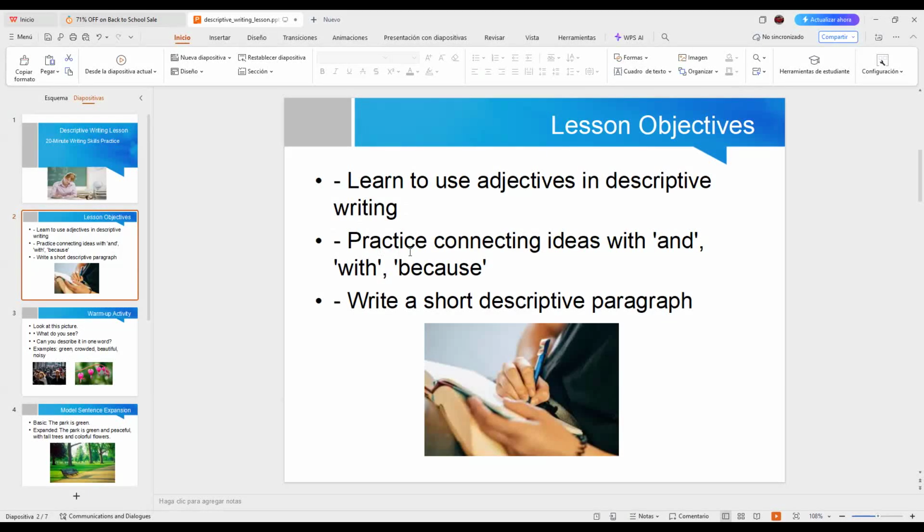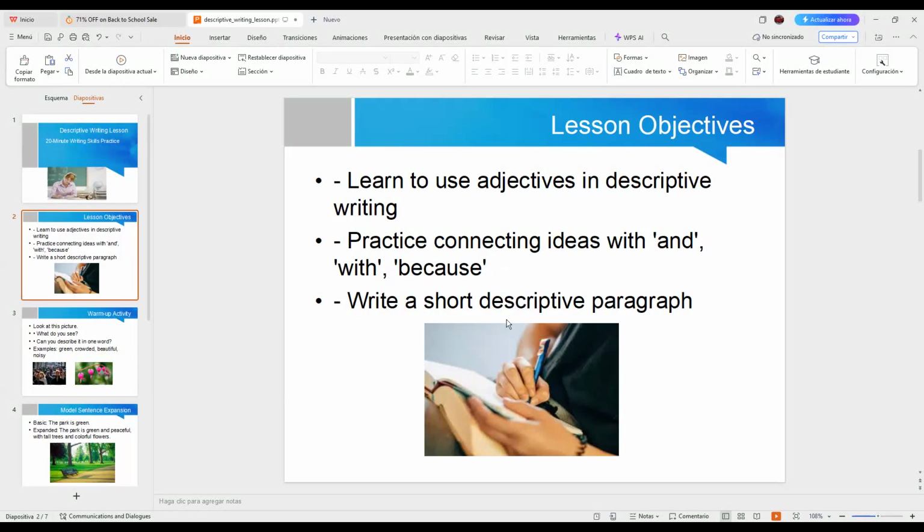The second one is practice connecting ideas. That is good because you can expand the sentences more, also using good vocabulary. For this connector, we have "and" and "because." Probably take that together: one idea with a second idea, and "because" focuses more on the reasons, right? I think it's a great objective.